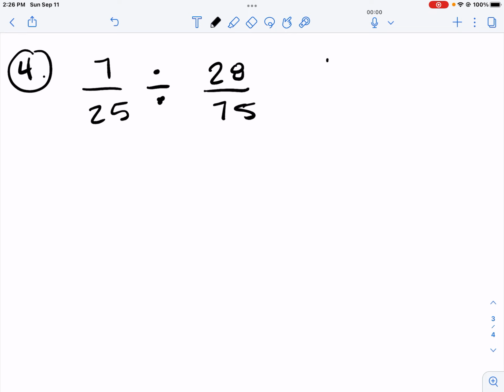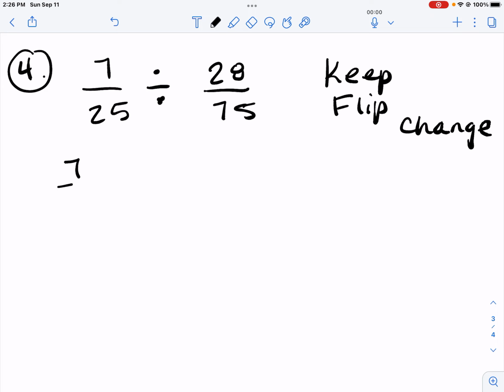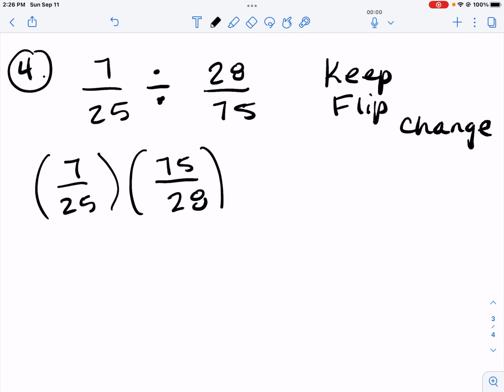Okay, divide, keep, flip, change. Keep the first, flip the second, change to multiplication.